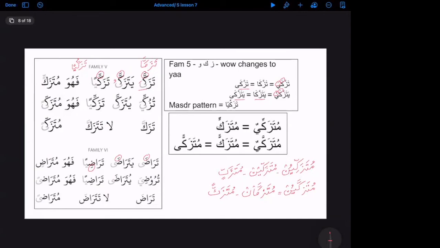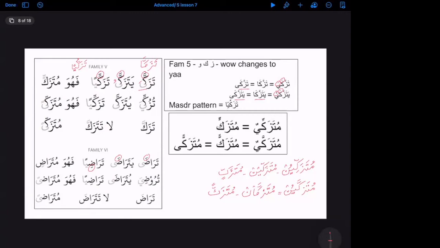And the mudari will be yatazakkiyu. It was originally yatazakka. So this is the fatha family, right? These families 5 and 6, they like fatha, so that's why mostly we will see fatha over here. Oh, now I got it, thank you so much, sir. So yatazakkayu originally, and the letter before the weak letter was a fatha, so then we drop the ya and it becomes yatazakka.